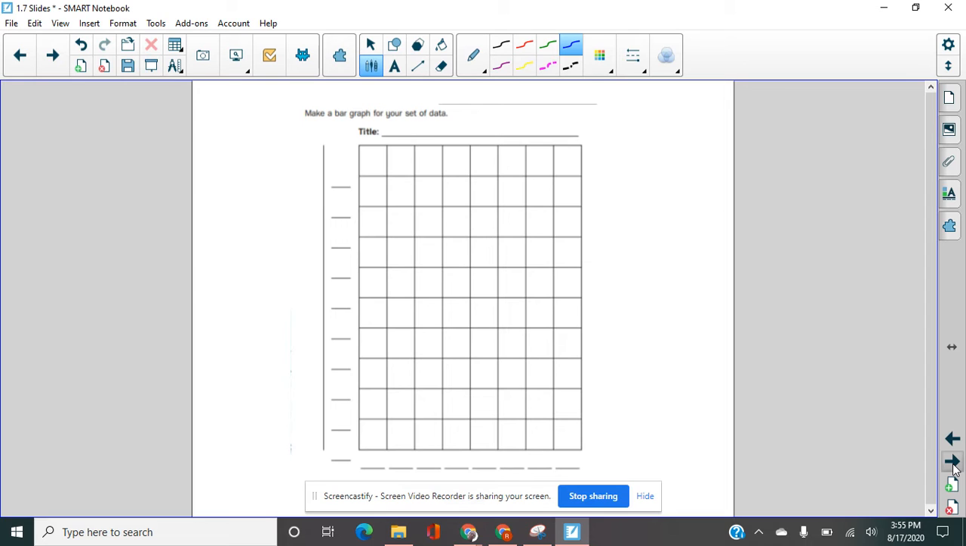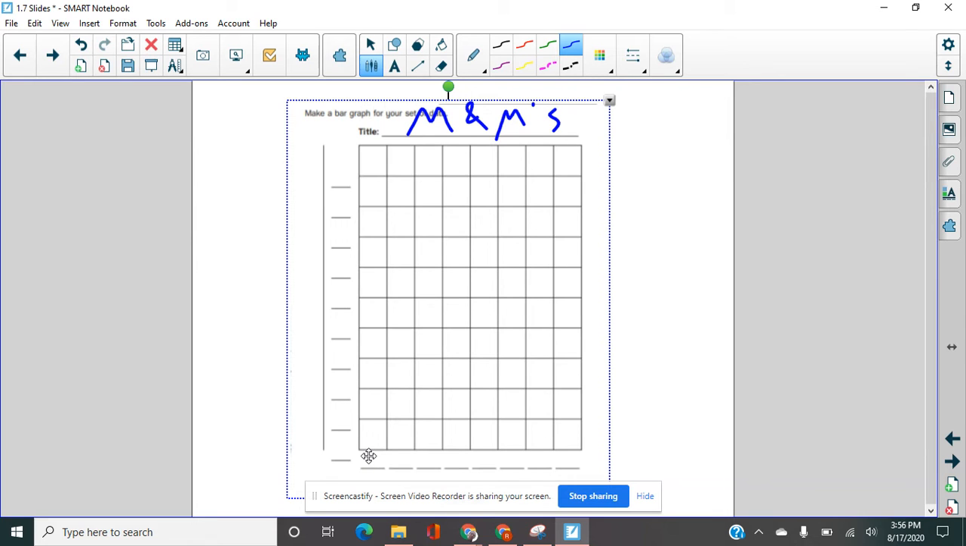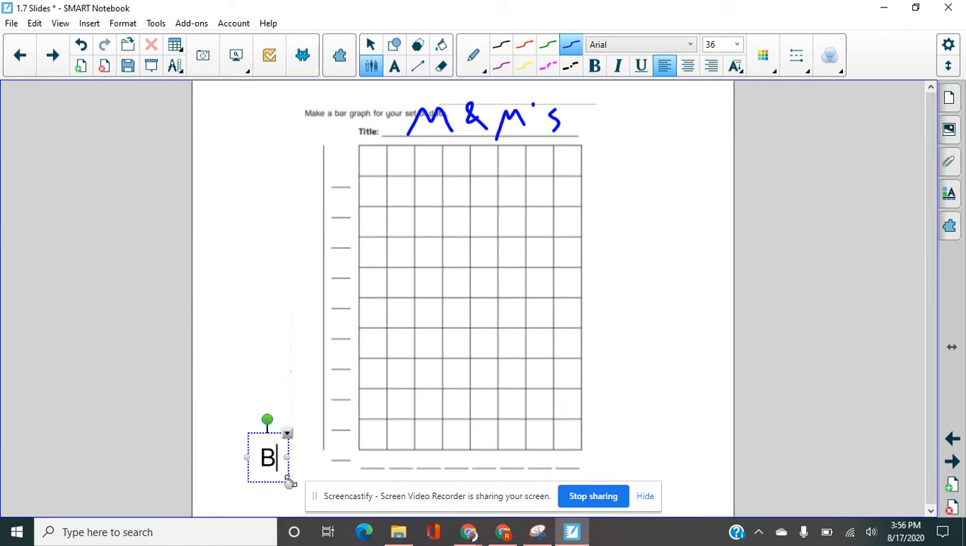Now, we want our bar graph to have a title. That's the first thing we have to put. So I'm going to call it M&Ms. Now, we're going to put our choices down here, our choices for the colors, because this right here is going to be numbers. So my choices, I'm going to have to abbreviate because of my space. B for blue. I'll squeeze that down and put it right there. Let's see what was next. Blue, then orange, yellow, red.